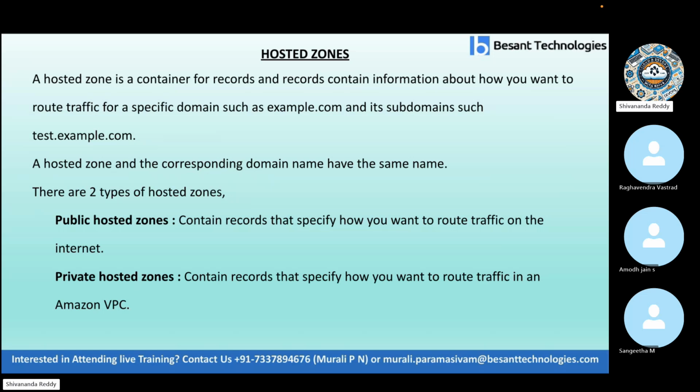Remember, this is important: public hosted zone, private hosted zone. A public hosted zone contains the records that specify how you want to route the traffic on the internet. That means how people outside can access it. A private hosted zone contains the records that specify how you want to route the traffic in the Amazon VPC.